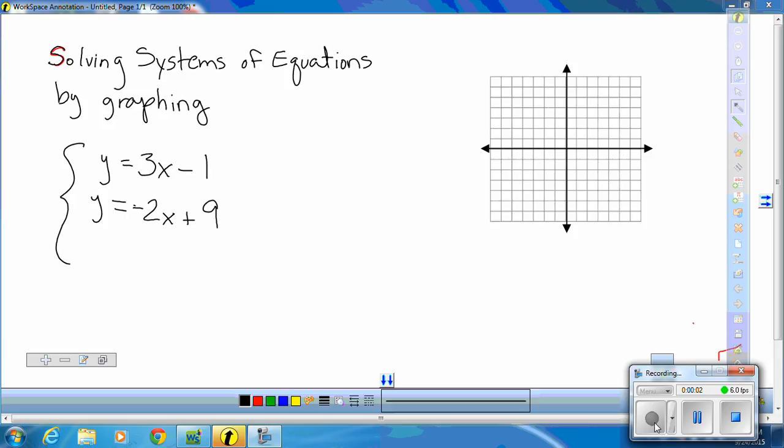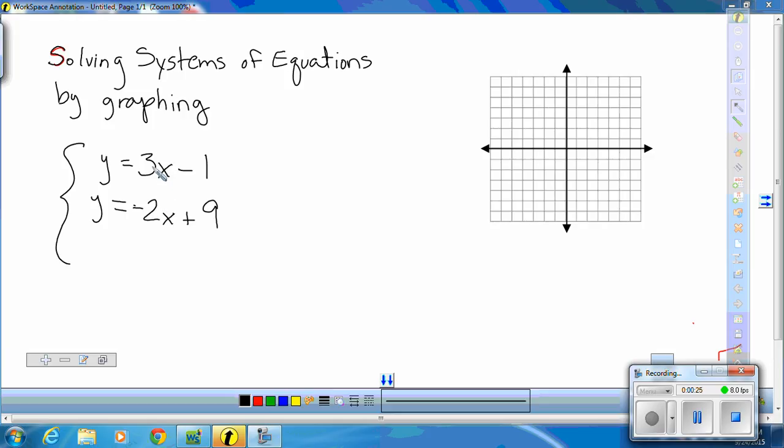All right, so now we want to talk about solving systems of equations by graphing. And we mentioned that when we solve a system of equations, we're looking for the point where they're intersecting. So I have these two equations, and I want to find where their point of intersection is. That's what we mean by solving a system of equations. We're looking for the point where they intersect.